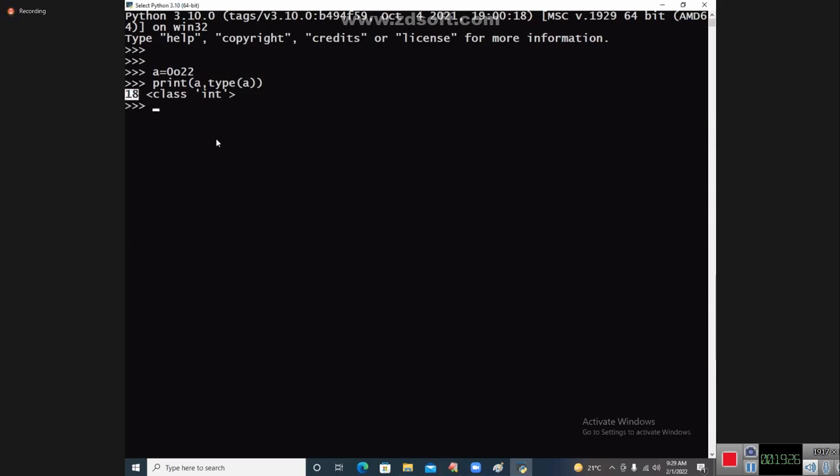18 is the decimal number system data. So int is going to be the class representing this 18. Right? Fine. Here I am writing that 18 is the equivalent value of this 22, the decimal number system data.